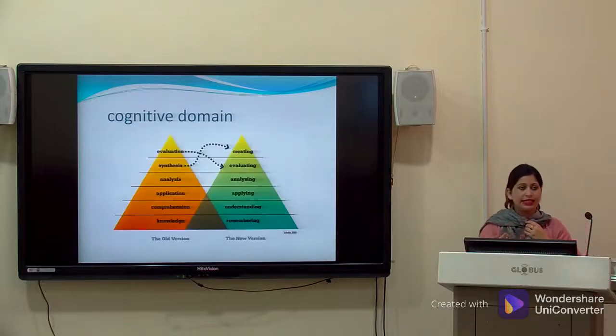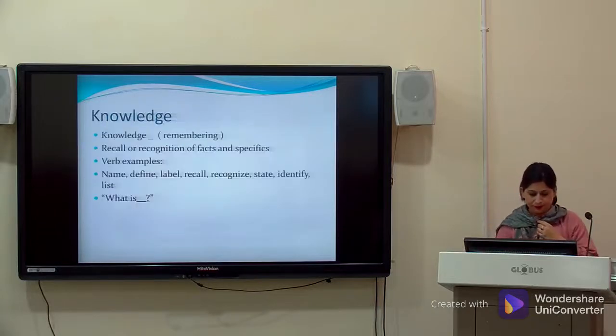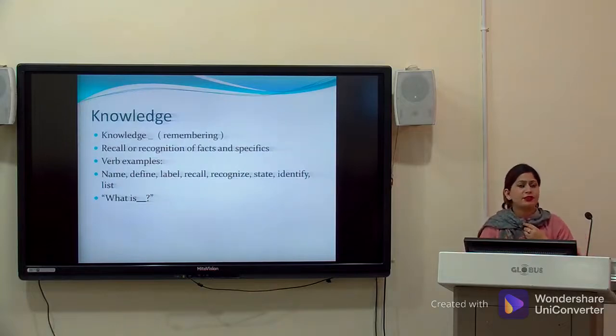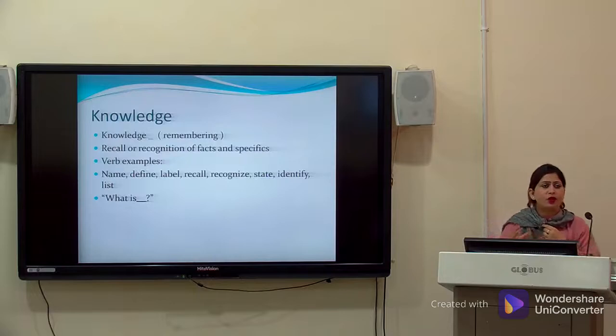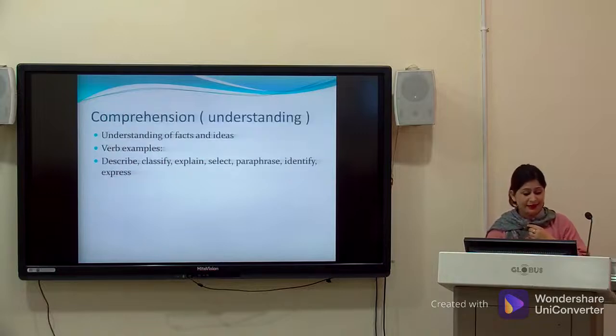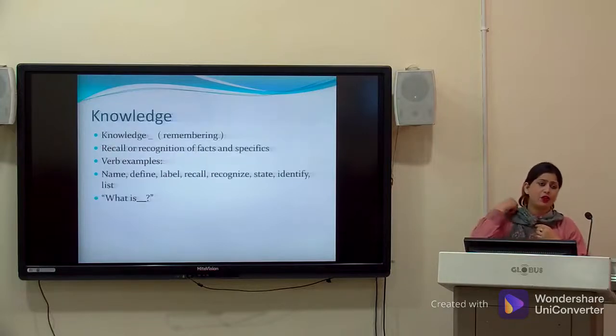As we can see in the slide, as we have discussed, there is the old version part and the new version part. So today we will discuss the levels of the cognitive domain. What are the levels of the cognitive domain? The cognitive domain has 6 levels. We'll start with the knowledge part.